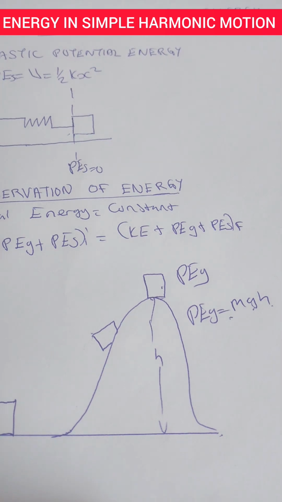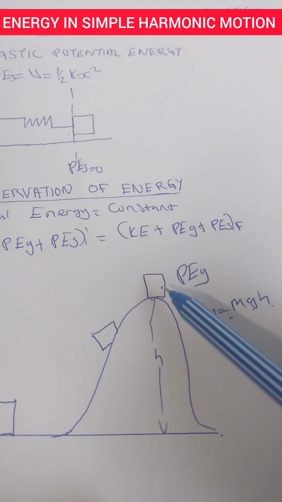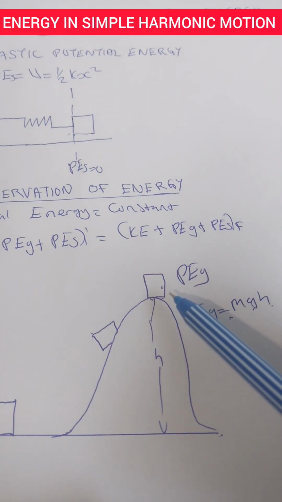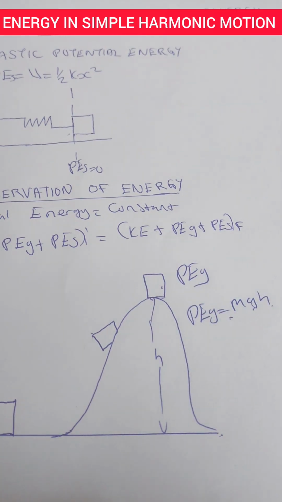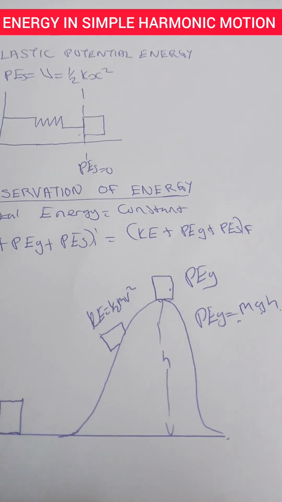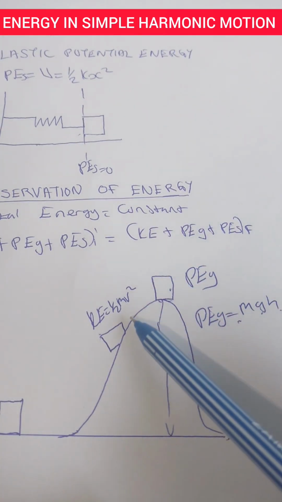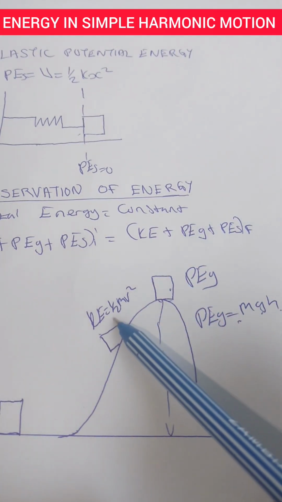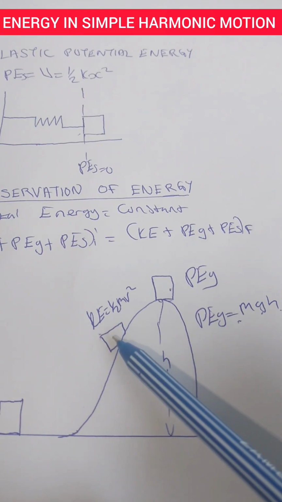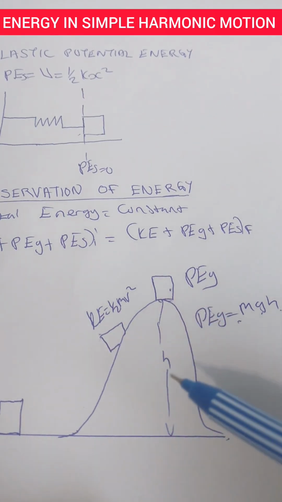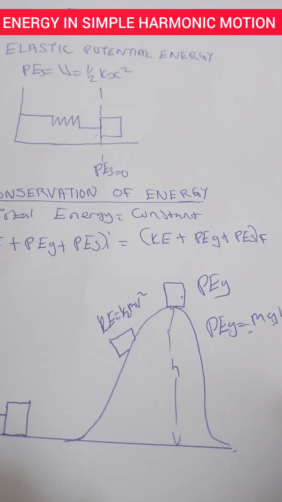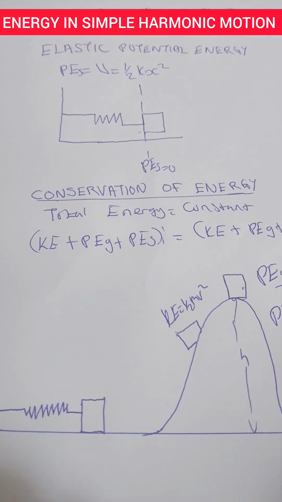What about kinetic energy? Kinetic energy at the top of a hill is 0 because this object is just constant. It's not moving. The velocity is equal to 0, which means the formula of kinetic energy, which is half mv squared, is going to come in when the object is in motion. As it is moving, it has kinetic energy.